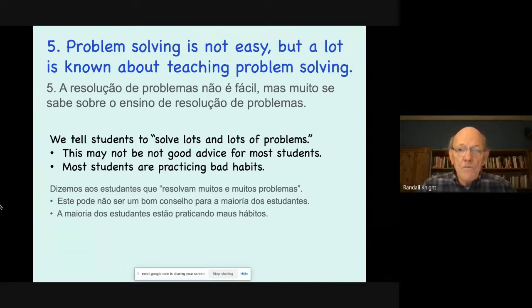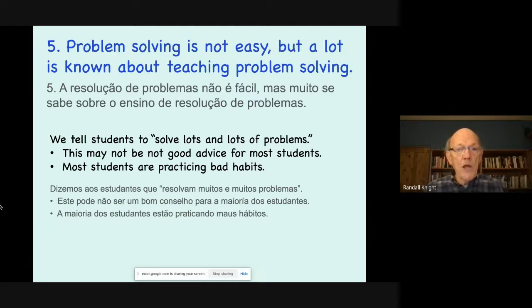But I will note that certainly something professors told me when I was a student, and something I would tell students when I was beginning as an assistant professor, is how do you get ready for an exam? Well, just solve lots and lots of problems. And actually, it turns out that that's not necessarily very good advice for most students, because most students have very bad habits about problem solving.